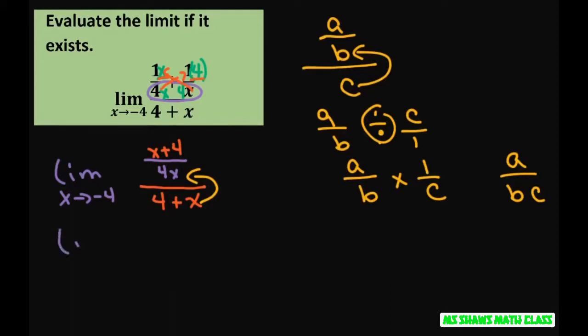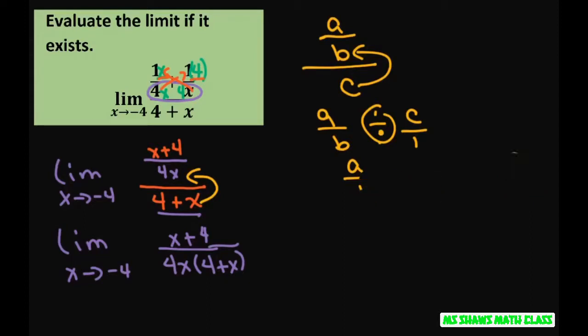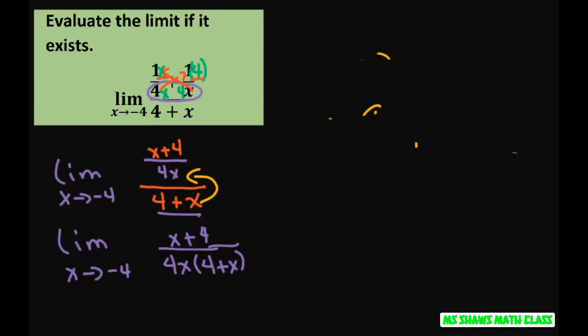So I can rewrite this as the limit as x approaches -4 of x plus 4, and then 4x times 4 plus x. Alright, so that was just a little algebra knowledge there. Anytime you see something like that, you can always move that up like that. Now, what you notice is these two are the same. Again, our domain here is x cannot be 0 and x cannot be -4.